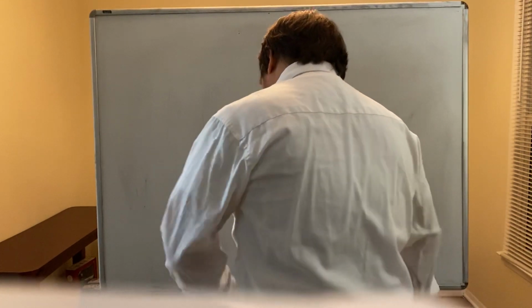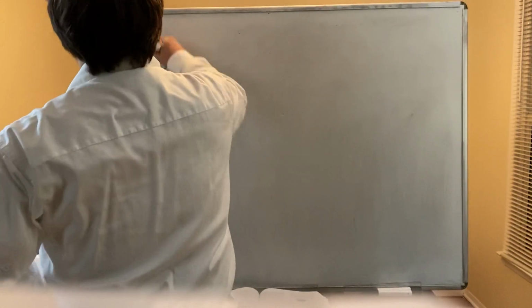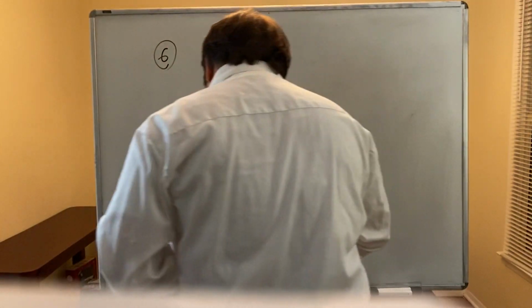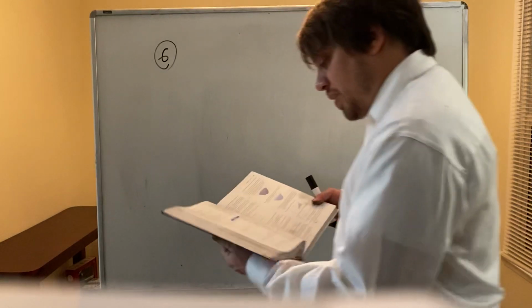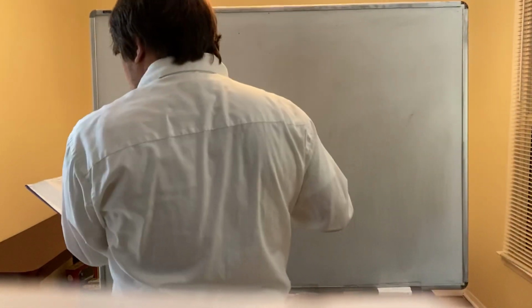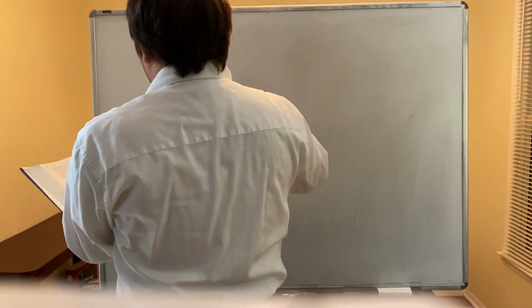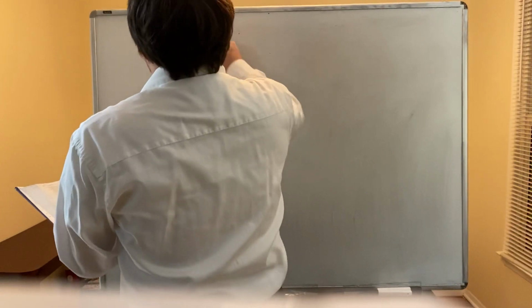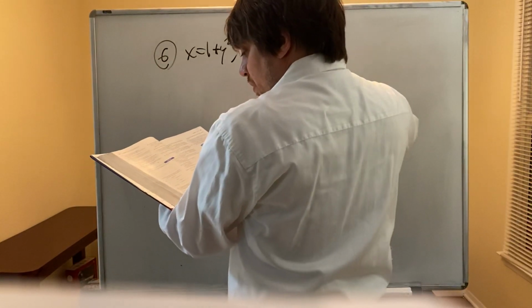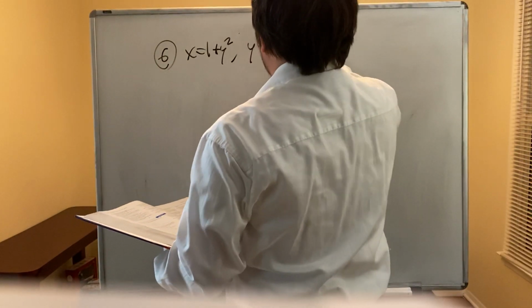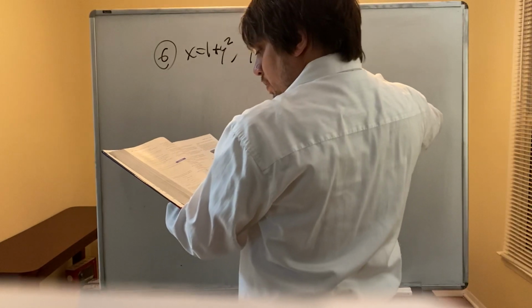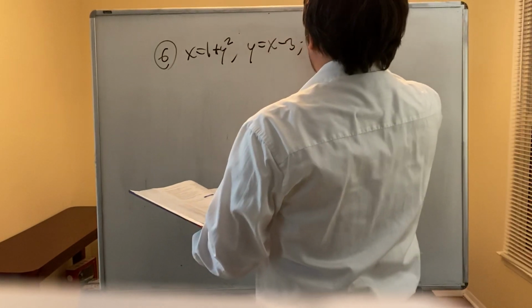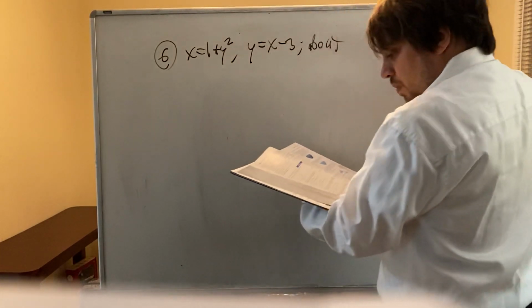Let's do one more. Number 6. For number 6, we want to find the volume of the solid obtained by rotating the region bounded by the given curves about the specified axis. x equals 1 plus y squared, y equals x minus 3, about the y-axis.